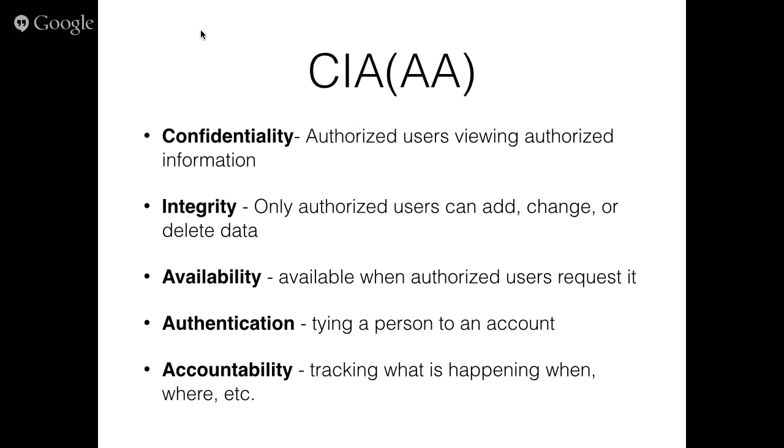And one other formal definition I'll go through. These are just basic tenets and areas of security. You'll sometimes see CIA or CIAA. Confidentiality is just authorized users viewing authorized information. Integrity is only authorized users can add, change, or delete data. If you lose your integrity, non-authorized users can add, change, delete data. Availability, someone who is supposed to be accessing things can when they want to. If you lose availability, someone who's supposed to access things can't.